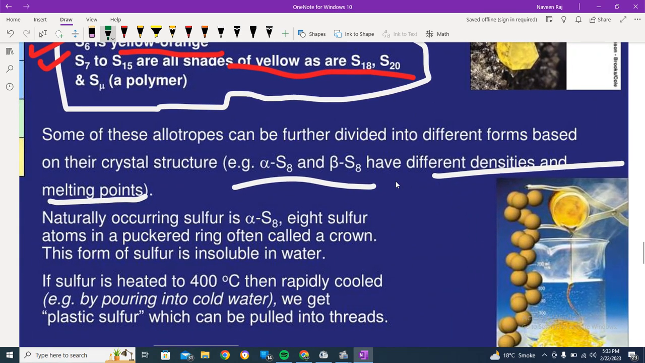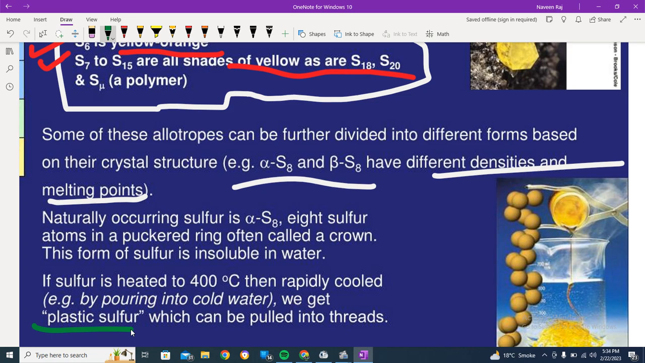If sulfur is heated up to 400 degrees Celsius, then rapidly cooled, we get plastic sulfur. And yes, this is also very common. Like if we are heating one of the allotropic forms of sulfur and we just cool it, a new form of sulfur will be there. That is plastic sulfur, and that is also called the gamma sulfur.